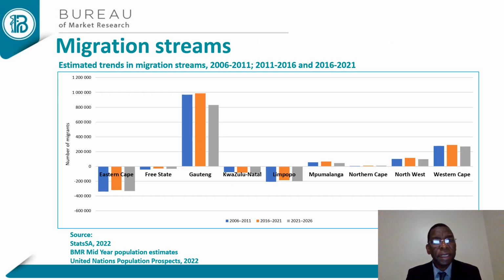Looking at the estimated trends in migration streams from 2006 up to 2021, we notice that Gauteng province in the country has been the most receiving province of migrants, followed by the Western Cape and Northwest, as well as Mpumalanga, and lastly, Northern Cape. On the contrary, Eastern Cape has been the province where the most migrants have originated from, followed by Limpopo, as well as KwaZulu-Natal and Free State.